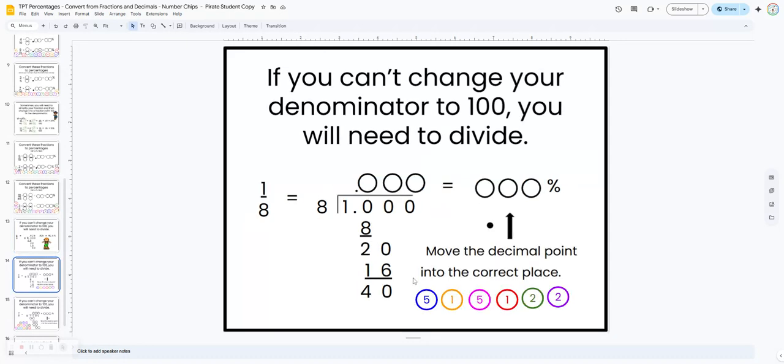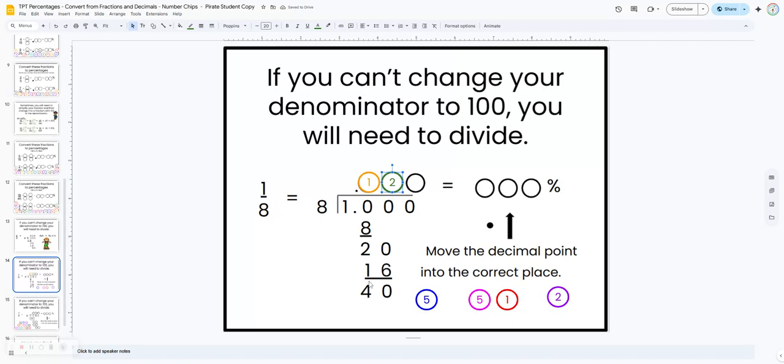The next slide, most of the division is done for them. They just need to move the numbers into place. And they also have a movable decimal point so they can place it correctly in their answer. So 8 goes into 10 one time, so I'm going to move my 1. 1 times 8 is 8. Subtract, bring down a 0. 8 goes into 20 2 times. 8 times 2 is 16.